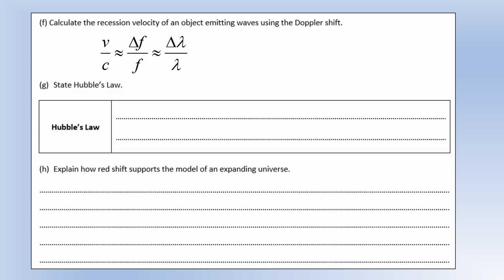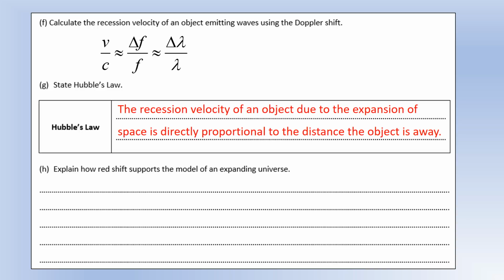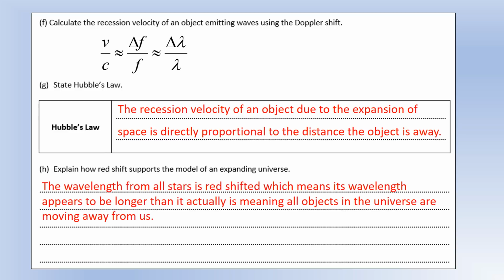What Hubble did is he found there's a relationship between them. So what he found out is that the recession velocity of an object, due to the expansion of space, is directly proportional to the distance the object is away. So the further something is away, the faster it's moving away from us. And we use the Doppler effect, or these principles, to essentially explain how we know the universe is expanding.